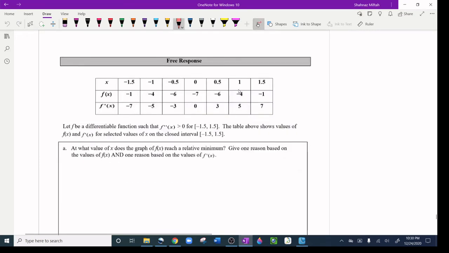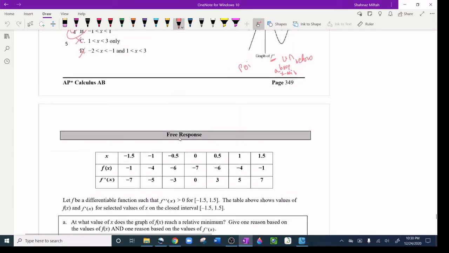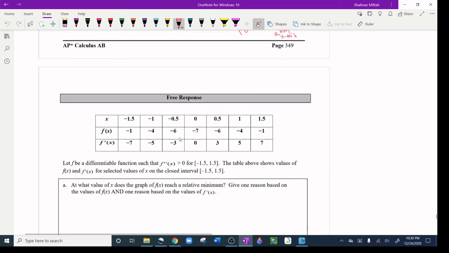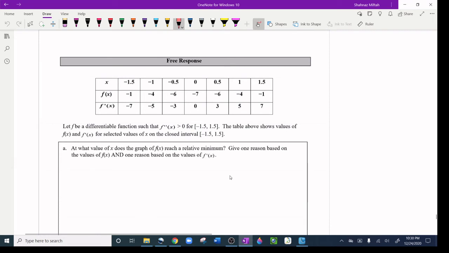This is the free response question, and since this is the non-calculator section, we are not going to use a calculator. These are all x values, these are all y values like f of x, and these are f prime like tangent slopes. F is a differentiable function such that f double prime is greater than 0. If f double prime is greater than 0, it means it's concave up. The table above shows values of f of x and f prime of x for selected values of x on the closed interval negative 1.5 to 1.5.